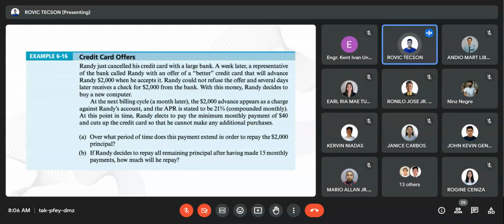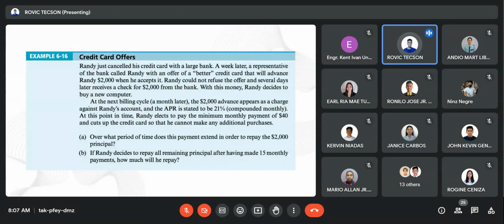Next is the credit card offers. Randy just canceled his credit card with a large bank. A week later, a representative of the bank called Randy with an offer of a better credit card that will advance Randy $2,000 when he accepts it. Randy could not refuse the offer and several days later receives a check for $2,000 from the bank. With this money, Randy decides to buy a new computer.